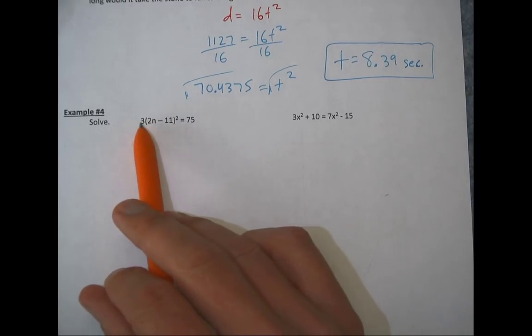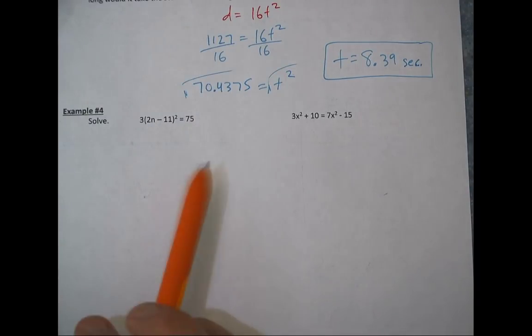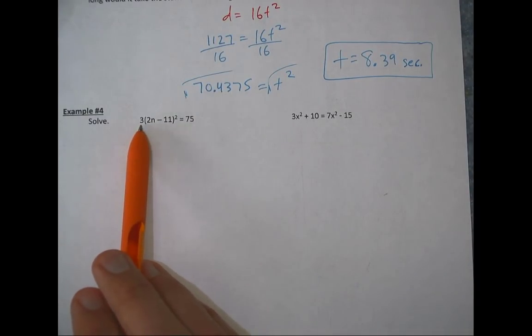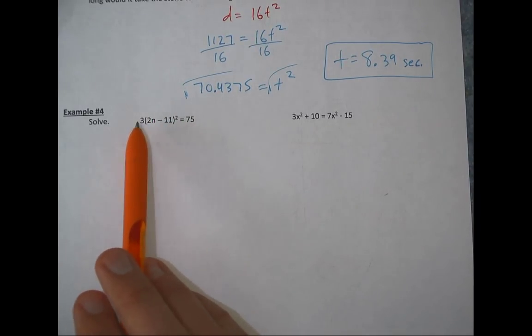I could, but I'd have to take the square root of 3, and that's no fun. So here's the best way to do this. This is actually two things being multiplied: 3 times all of this, 2n minus 11 squared. 3 times that.